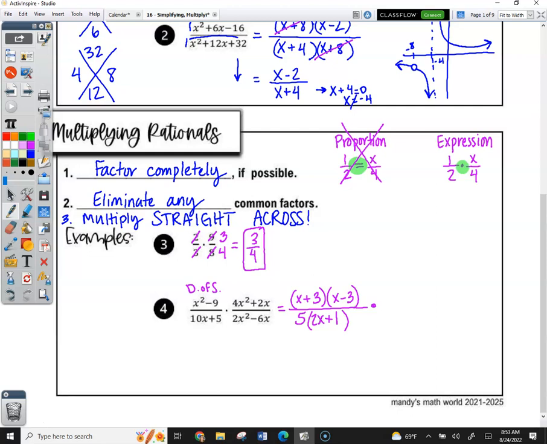Okay. What's this one? GCF of 2x. What's left? 2x plus 1. Alright, what's the bottom? GCF of 2x. What's left? x minus 3. Okay.